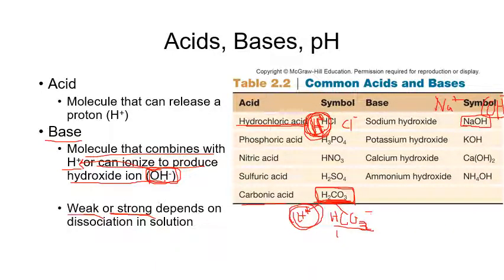hydroxide ions. Ammonium hydroxide, similar to our carbonic acid, is covalently bonded, so not all of this becomes this, but a certain amount will become this. So it does donate or release hydroxide, therefore making it a base, but not all of it releases hydroxide ions, and therefore it is a weak base.